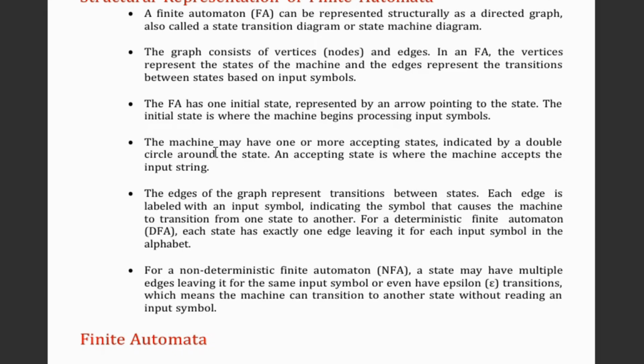The machine may have one or more accepting states, indicated by the double circle around the state. What are these accepting states? An accepting state is where the machine accepts the input string. The edges of the graph represent the transitions between the states. Each edge is labeled with the input symbol, indicating the symbol that causes the machine to transition from one state to another.